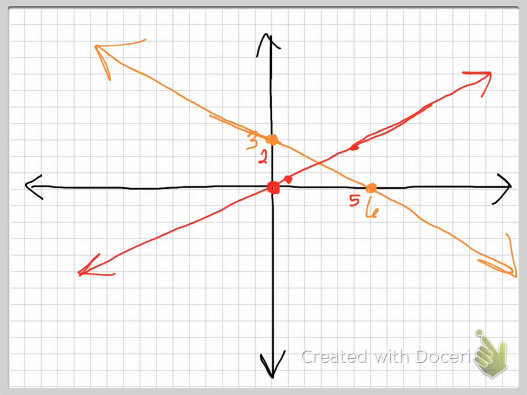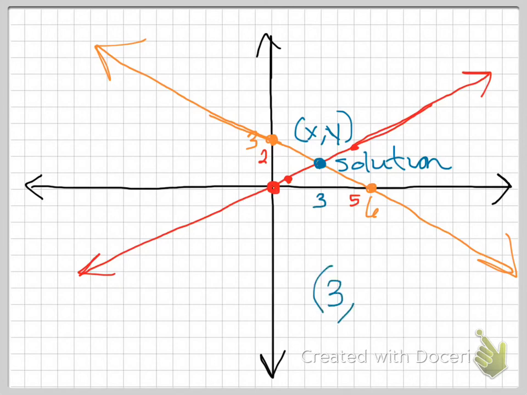Okay, so you should have one crossing point. That crossing point is the solution because these are intersecting lines. And so now we just need to figure out what is the XY coordinate that goes with that point. Well, on the x-axis, we're at 3. So 3 is my x. And on the y-axis, we're really in between the 1 and the 2. So it's like 1.5. So that's the solution to these lines.